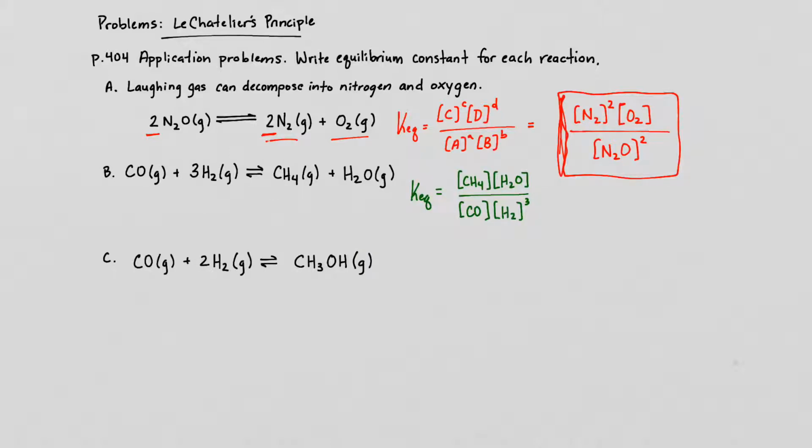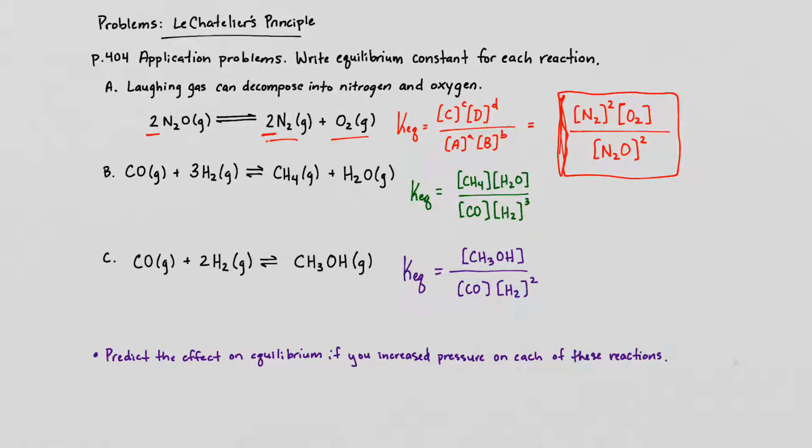All right, our next one is carbon monoxide reacts with hydrogen gas to make what is called methanol. What is the KEQ for this reaction? Using the same formula as above, our products are methanol, and we do see that it is a gas, so it's okay for us to write that up here as a gas. And then our reactants are carbon monoxide, no exponent, and hydrogen gas, again with an exponent of 2. All right, so that is KEQ.